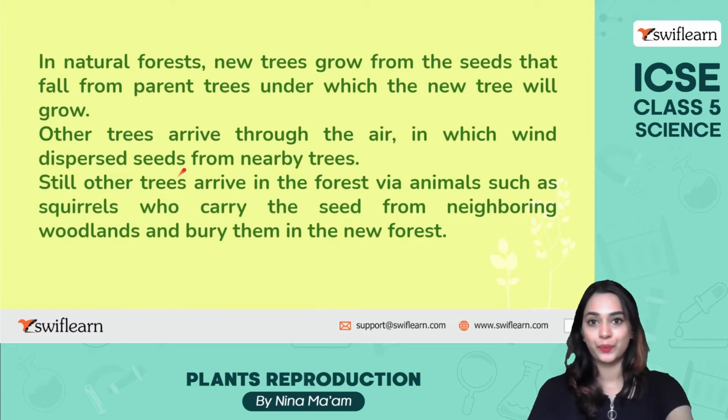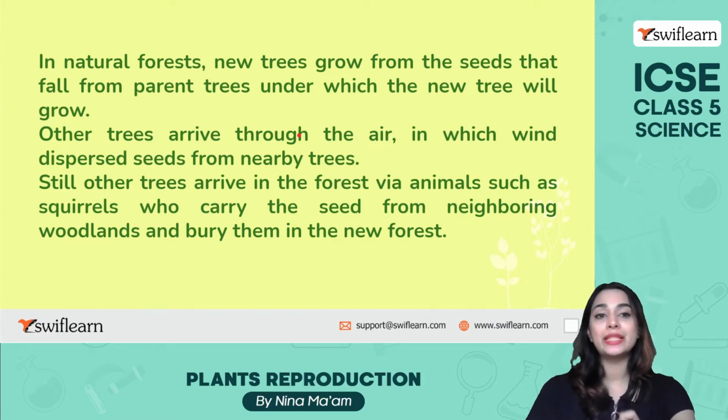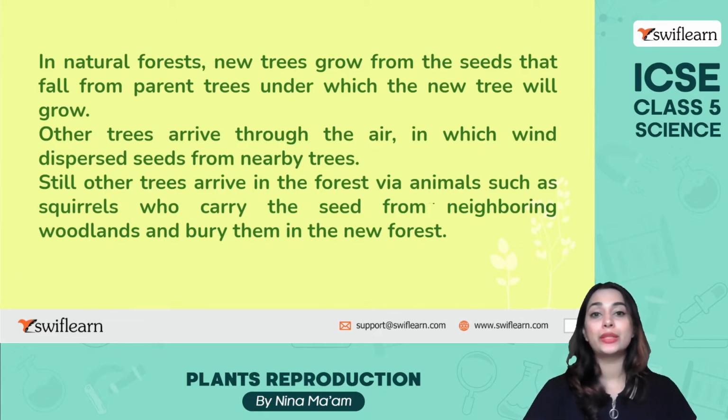And here we go. I already briefed about this one. In the natural forest, new trees grow from the seeds that fall from the parent tree, under which the new tree will grow. That is the first scenario. What is the other one? The other one is through agents, through the air. Air is one of the agents, so wind disperses seeds from nearby trees. That is another scenario.